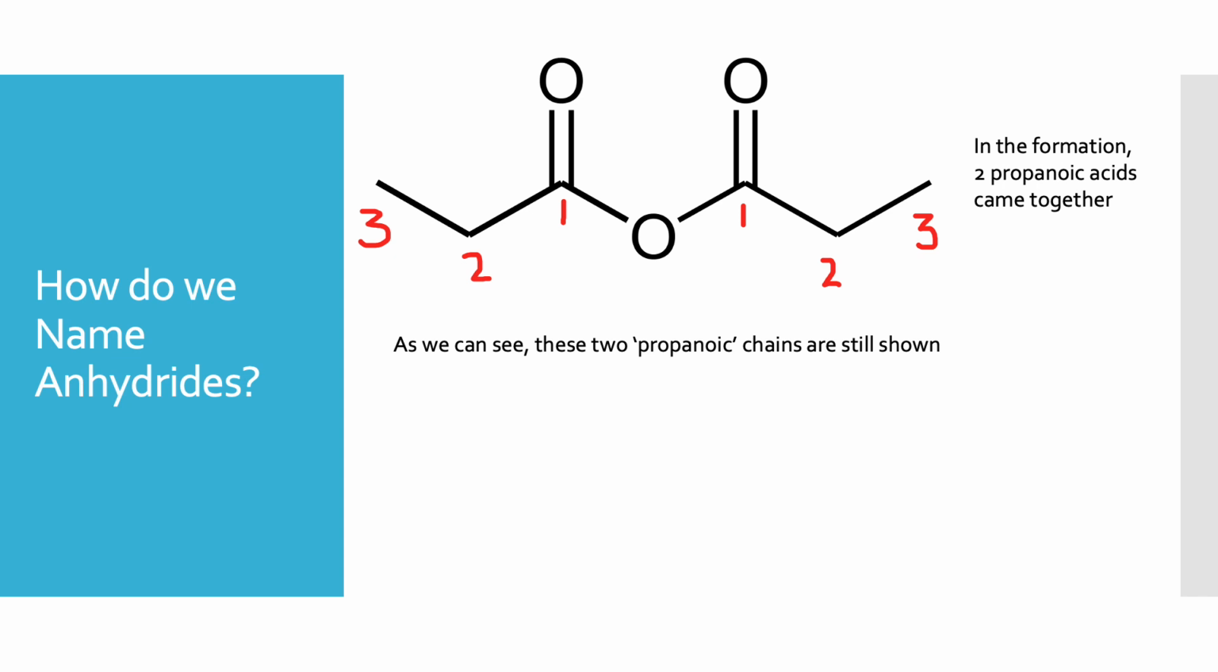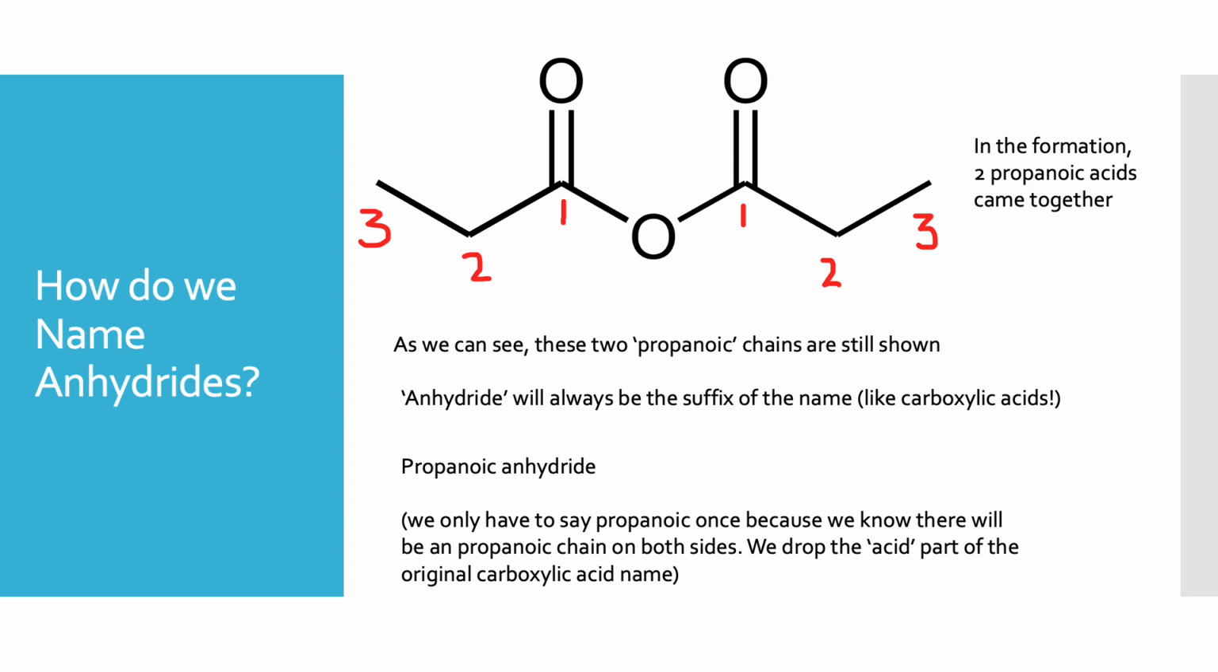The suffix of anhydride will always be anhydride, much like carboxylic acids always end with oic acid. We've got 2 propanoic chains, and if we add the anhydride ending to that, we can drop the acid of the propanoic acid because it's not relevant anymore. We will get propanoic anhydride.